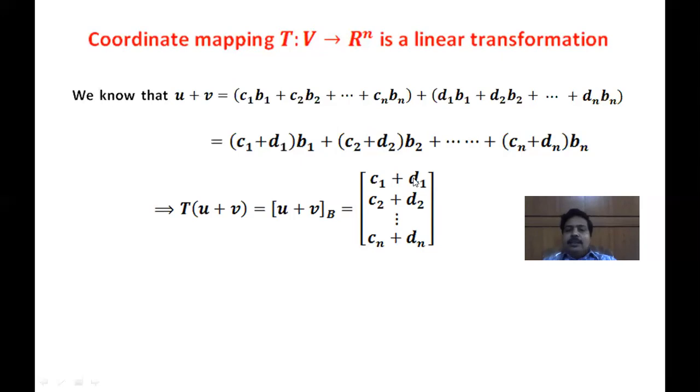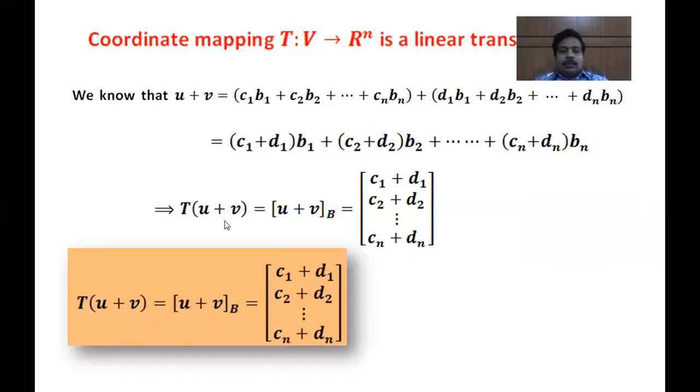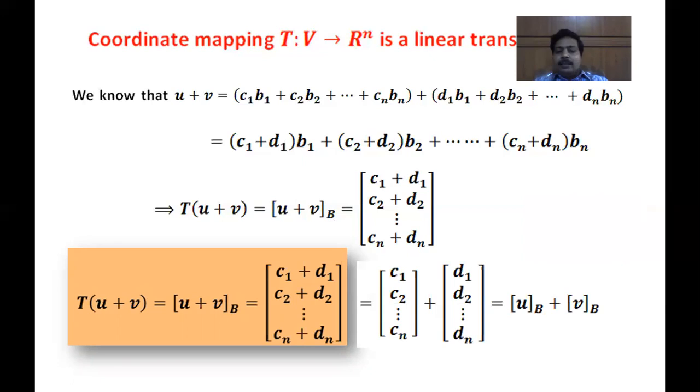So this is the coordinate vector of u plus v with respect to B. Now it is a column matrix, so this can be written as C1 plus D1, C2 plus D2, and so on, CN plus DN. These two entries can be separated by forming two separate matrices. The first one is nothing but uB, the B coordinate vector of u, and the second column matrix is vB, the B coordinate vector of v.